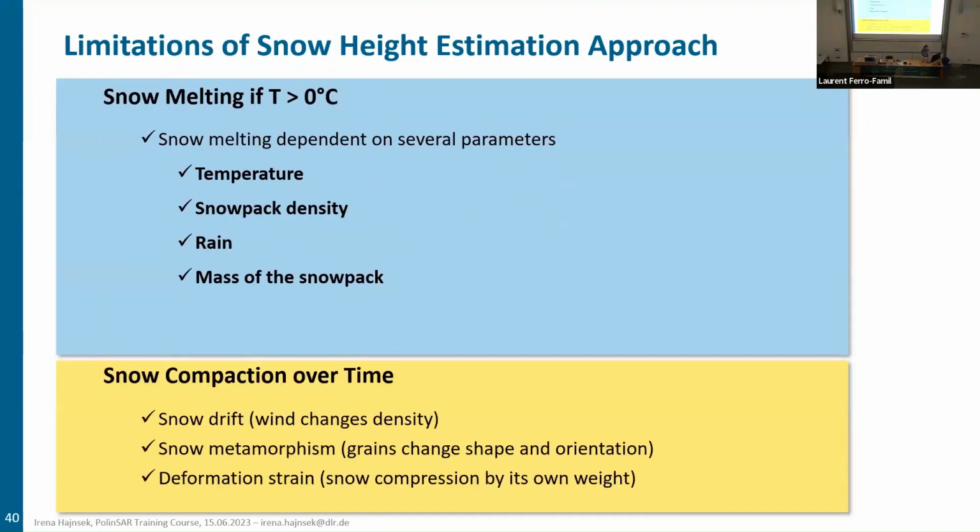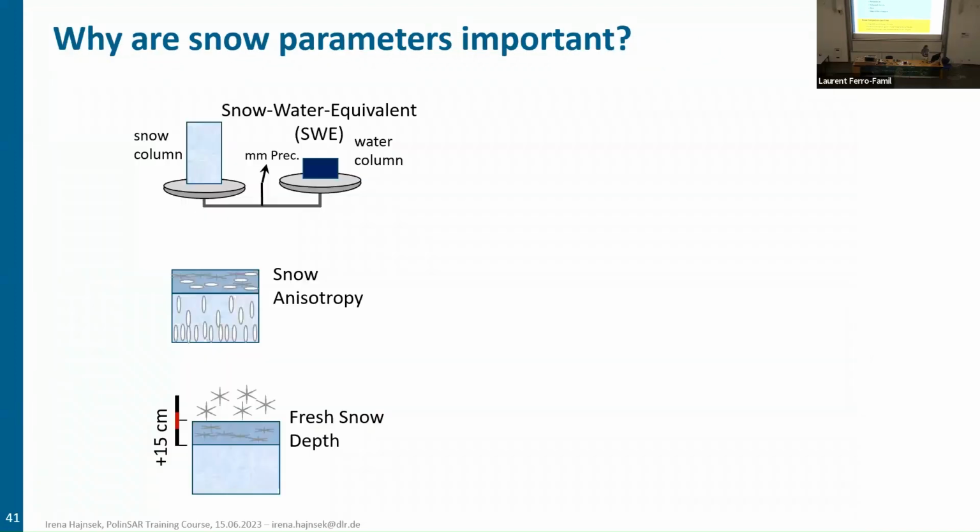Just saying the limitations, it's clear that everything that is higher than 0 degrees, this method would not work, right? Because you cannot penetrate. It's only possible when you penetrate and you see the volume. And the second thing is during the time of compaction, when you have the metamorphosis of the snow itself ongoing, where the crystals are changing their orientation within the snowpack, then also here there could be a problem.